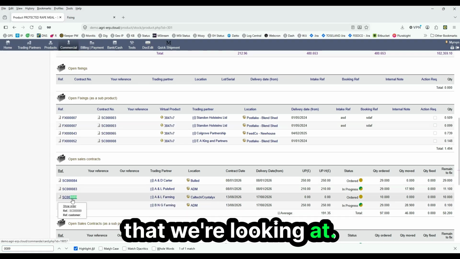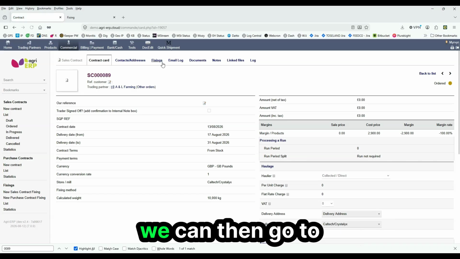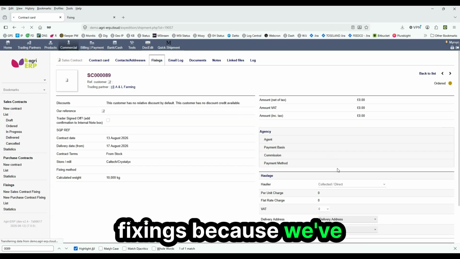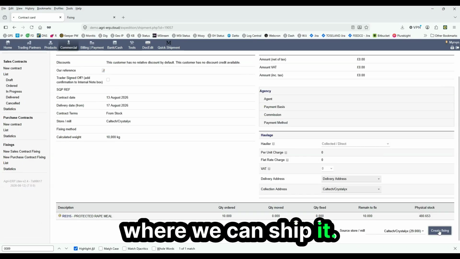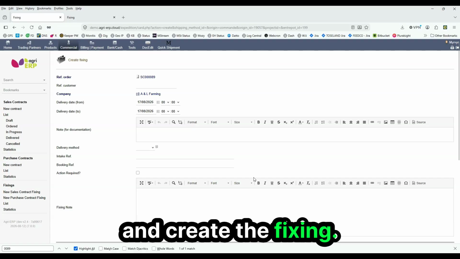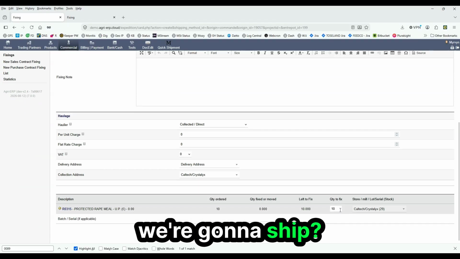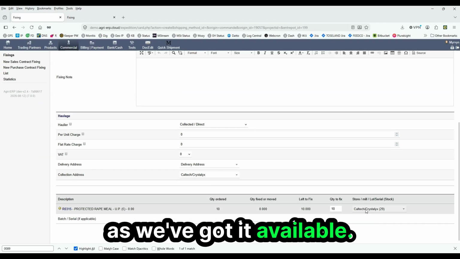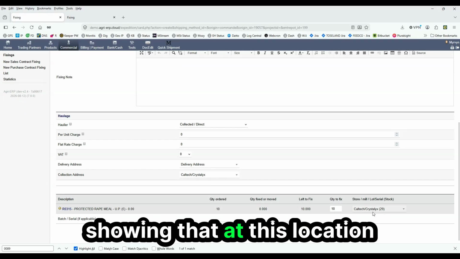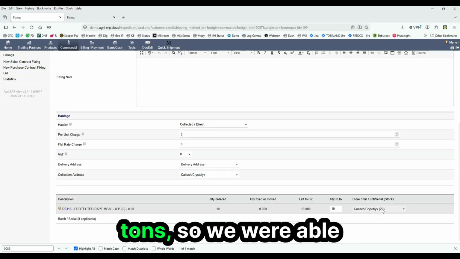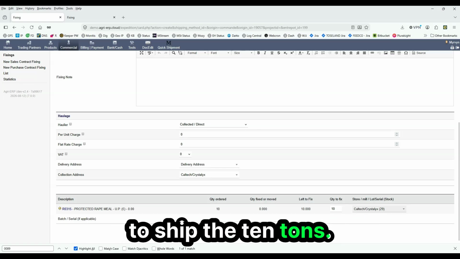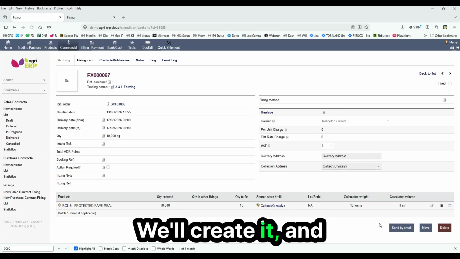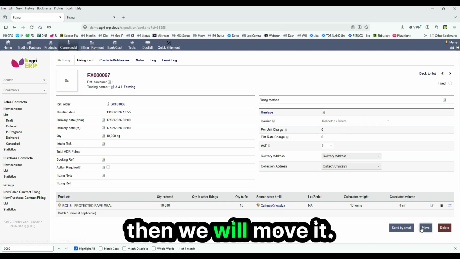If we go into this contract, we can then go to fixings because we've now had a situation where we can ship it. So we're going to go and create the fixing, and how much of it we're going to ship. We'll ship the whole 10 tons as we've got it available. The 29 tons here showing that at this location, we've got 29 tons. So we were able to ship the 10 tons. We'll create it, and then we will move it.